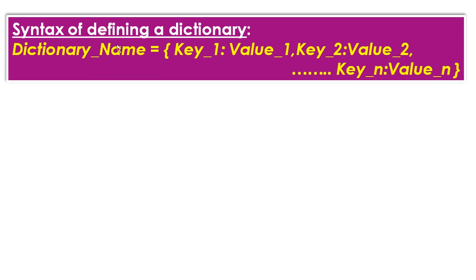Here is the syntax of defining a dictionary. Dictionary name, that is a valid variable name, equal to, within curly braces, key 1 colon value 1. For example, register number colon 1220, comma, key 2, name colon value 2, that is Peter, and so on, up to key n colon value n. This is the syntax of defining a dictionary.